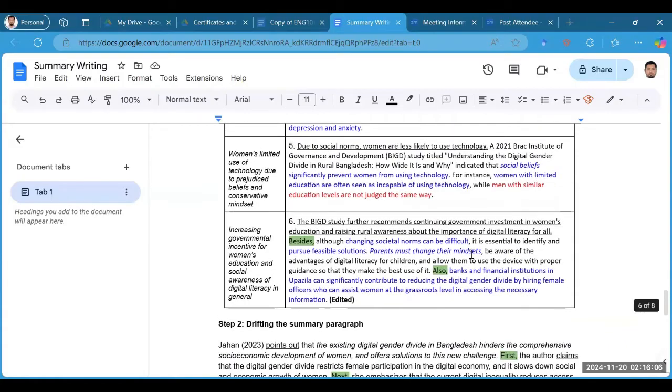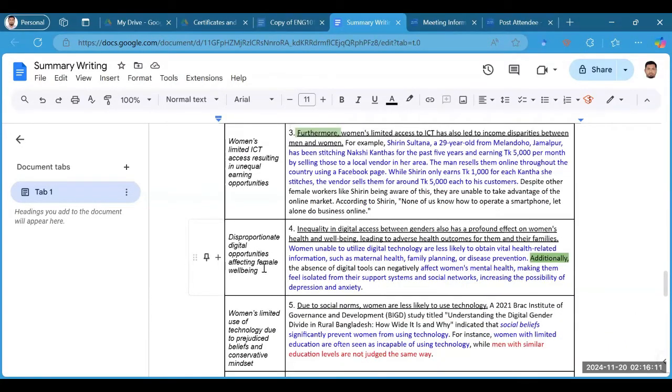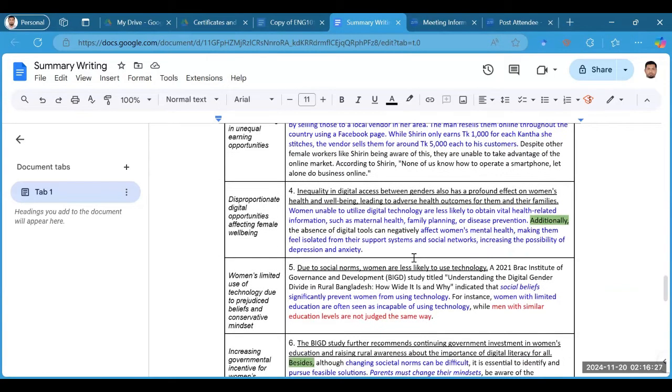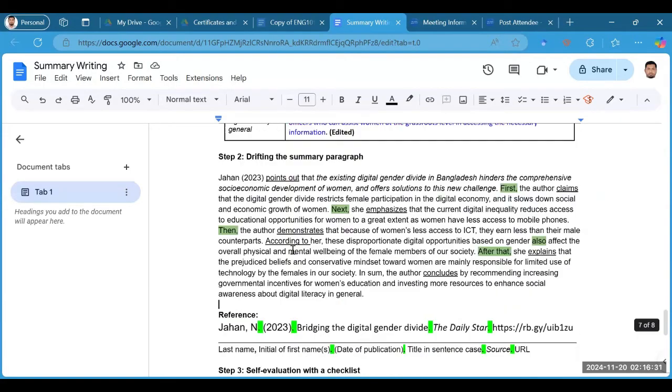So if you remember, the fourth paragraph here discusses how women are suffering well-being issues, physical and mental well-being, because of having less access to digital opportunities or digital access, all right. So what I did, I wrote down the fourth sentence here.